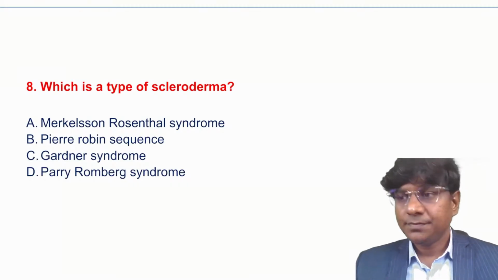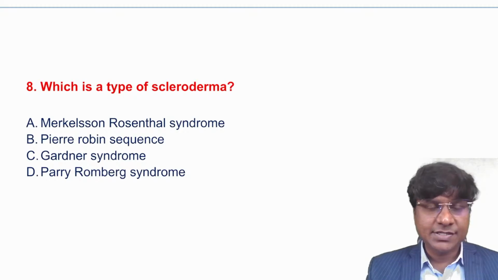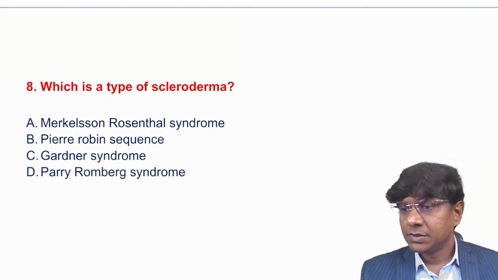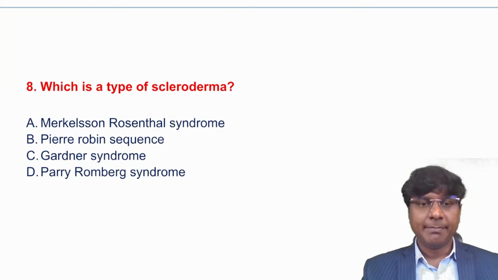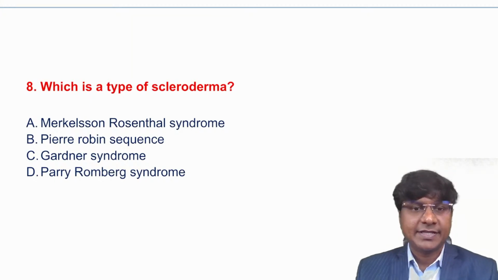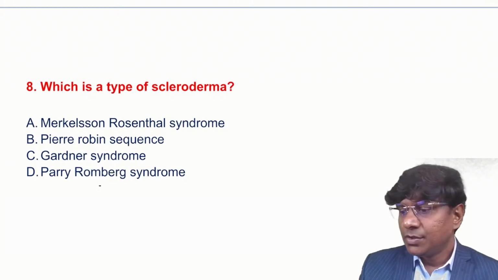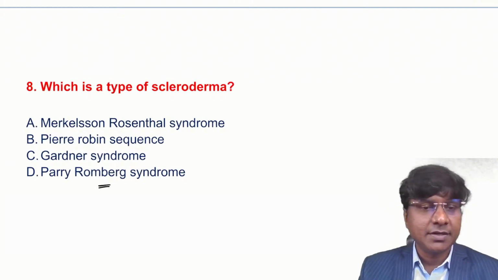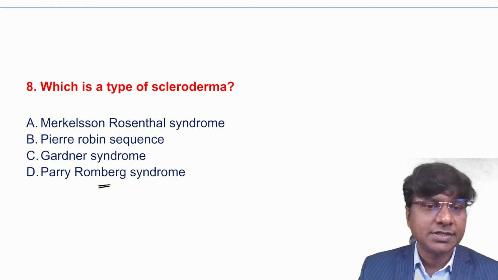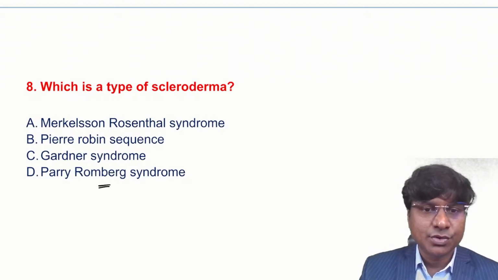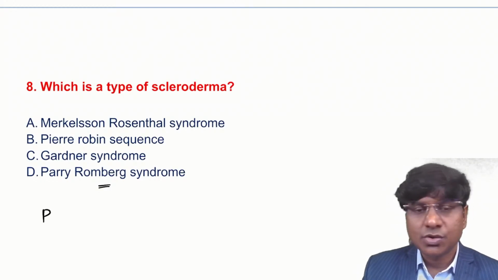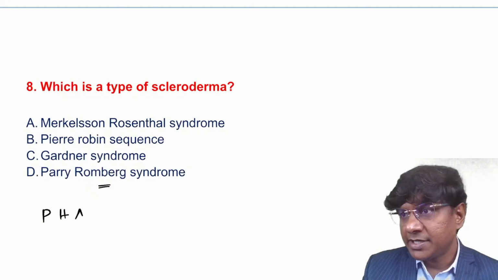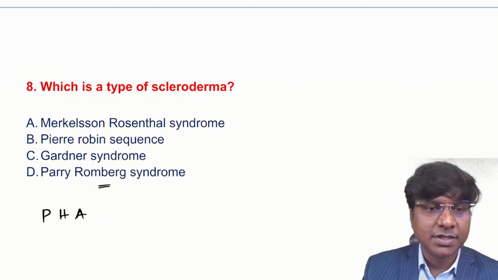All right. So now, what is the answer to this question? No, it is not Melkersson-Rosenthal syndrome. Melkersson-Rosenthal syndrome is where there will be recurrent facial paralysis, right? So which is a type of scleroderma? It is your Parry-Romberg syndrome. Another name for Parry-Romberg syndrome is progressive hemifacial atrophy. That is called Parry-Romberg syndrome.